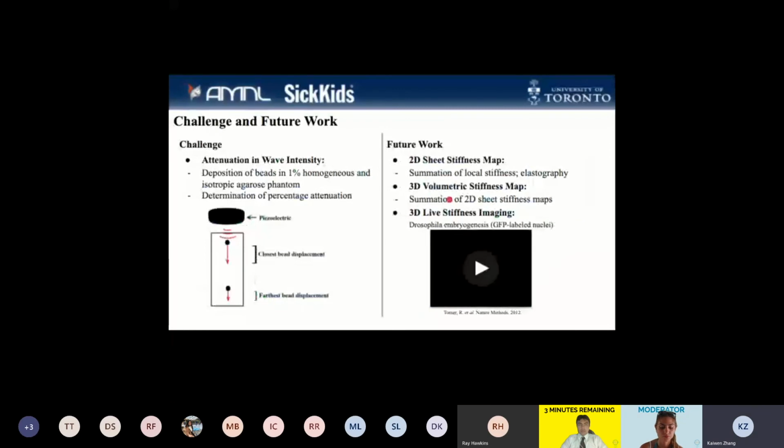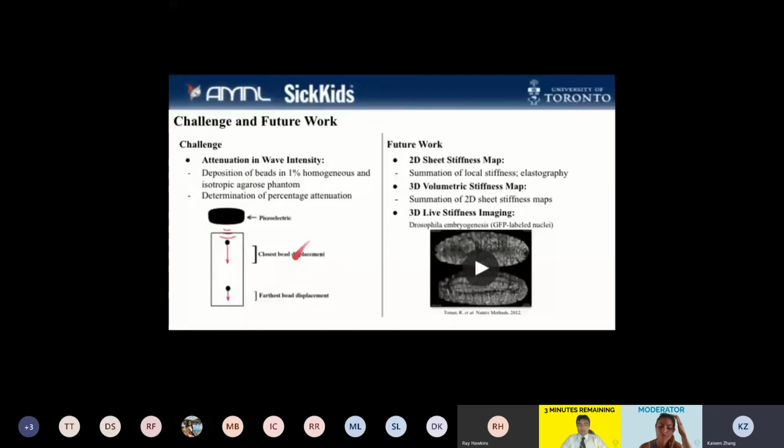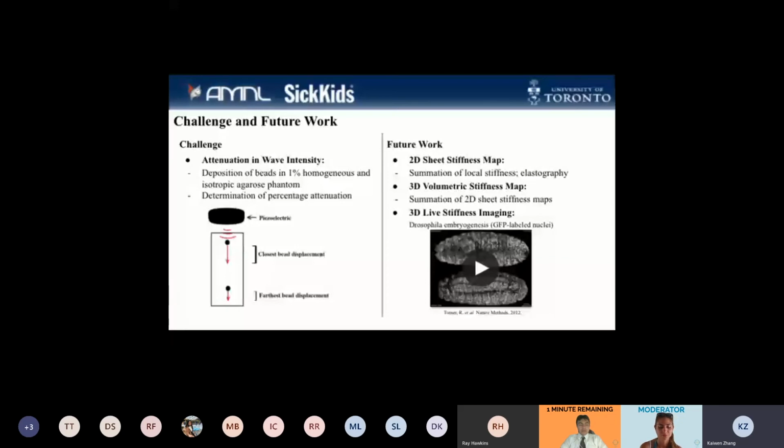A challenge that we currently have is the attenuation in wave intensity. A concern is that cells may be receiving very different external loads because of the attenuation. But instead of attempting to quantify the attenuation, we more so want to know if the percentage attenuated is within an acceptable range. So maybe we can neglect it for now.